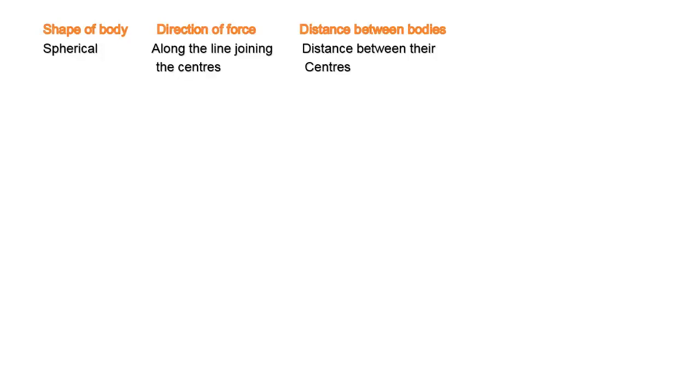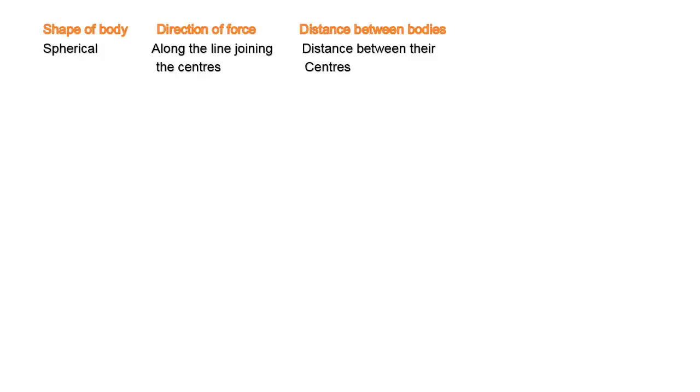So shape of the body, direction of force, and distance between bodies. Now when the body is properly spherical, then the direction of force is along the line joining the centers, as we discussed in our earlier slide. As you can see, both are circles, so you have seen the line is from the center. Correct, it is exactly in the middle. It is not shown at a particular side of the circle, it is exactly at the middle, meaning force is acting along the line joining the centers. And the distance between the bodies is the distance between their centers. You are going to measure the distance between their centers.